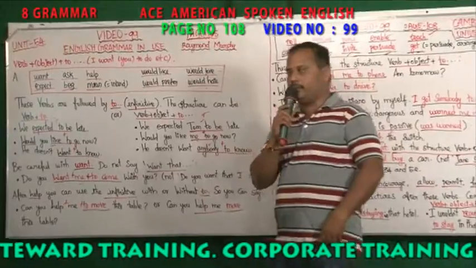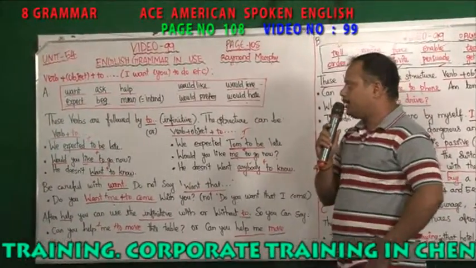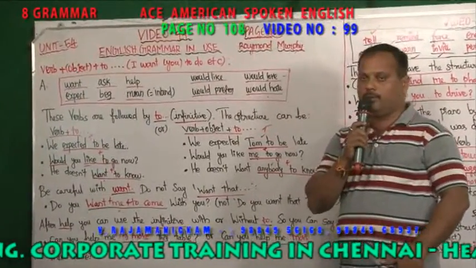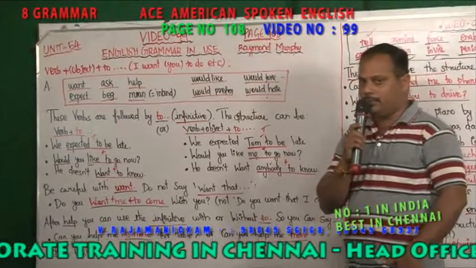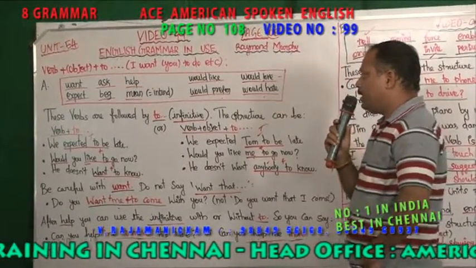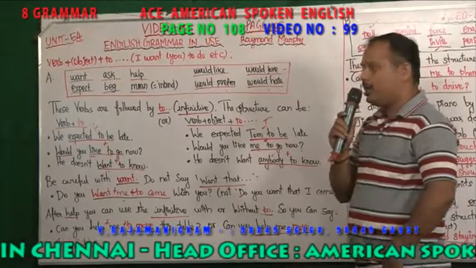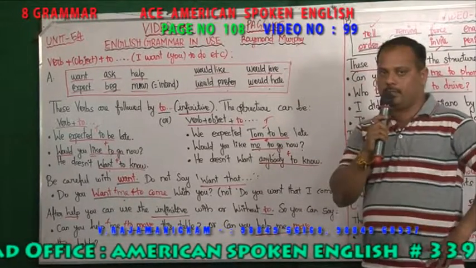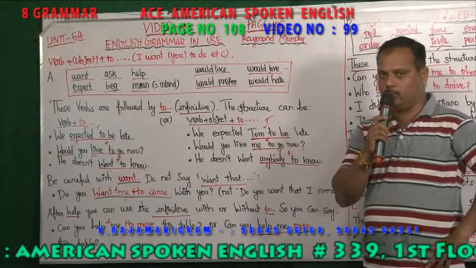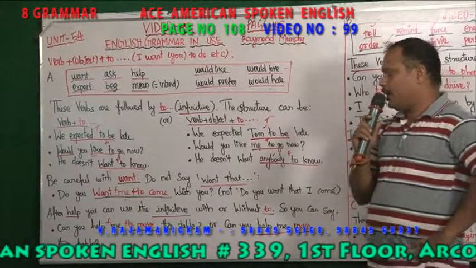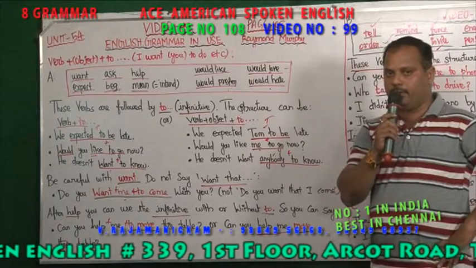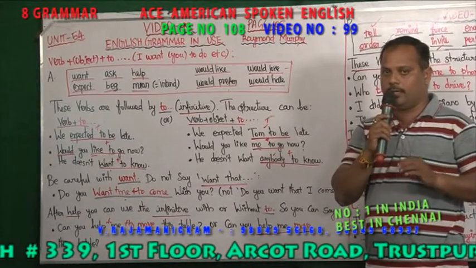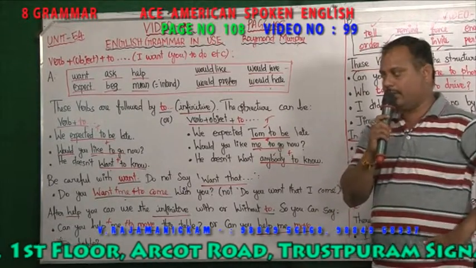Hello, my name is Haridas. In this class, we are learning the usage of verb plus object plus to. How to use this? In this case, want, ask, help, expect, beg, mean. In this case, we can use verb plus to and verb plus object plus to. This is the first condition. And with want, we are not supposed to use that after the want.